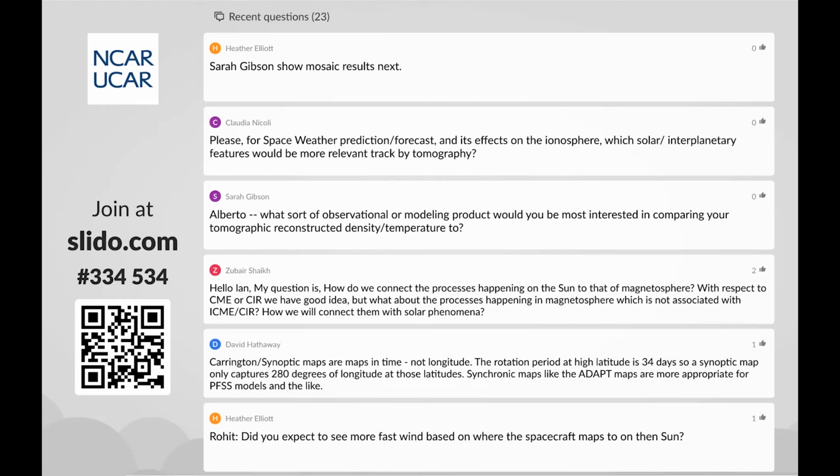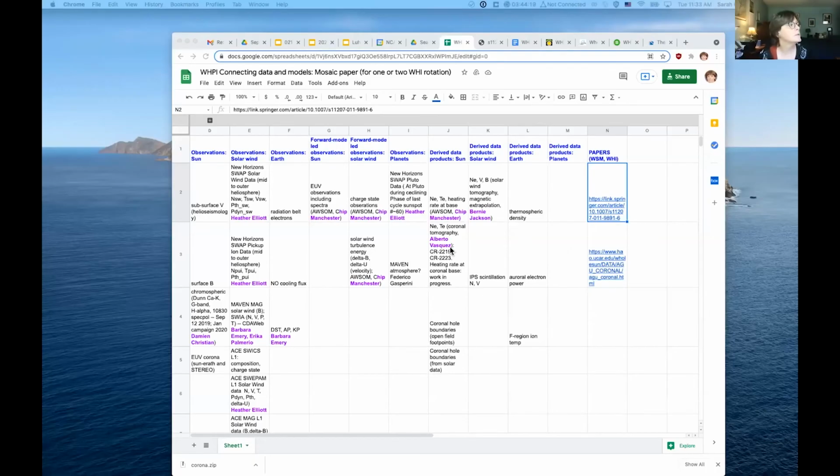Okay. I think next up, Sarah Gibson wanted to show some related mosaic overview work that she has. Yeah, it's not overview work. It's really just to get you interested in communicating your interest in working on an overview paper for WHPI. So let me go ahead and share my screen. Since this is the mosaic session, it seems like a good place to introduce this concept. Do you guys see a spreadsheet?